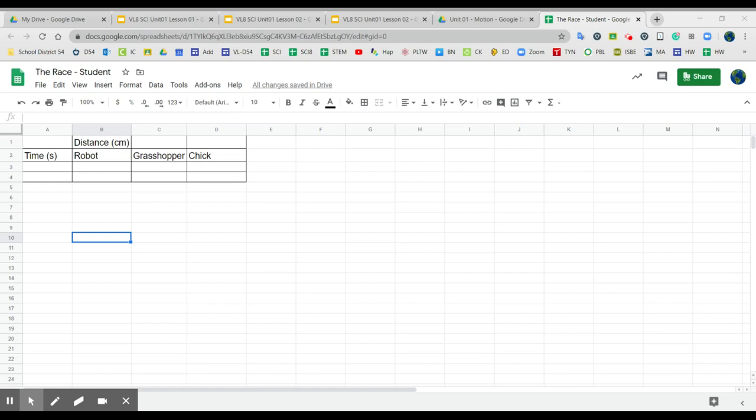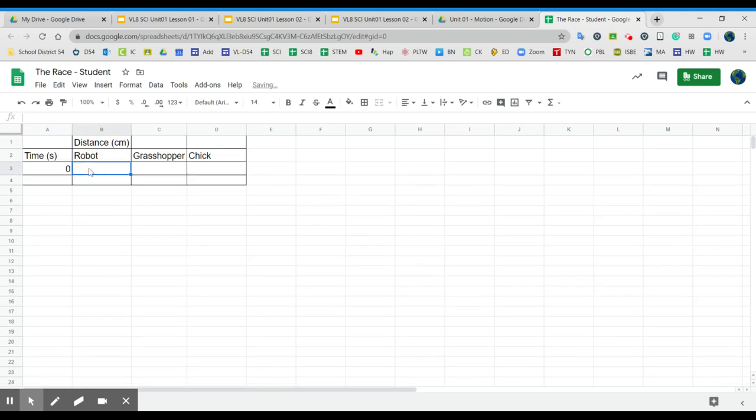First of all, each wind-up toy started at a time of 0 seconds and moved for 5 seconds. So the first thing we're going to do is enter the time. So 0 seconds, and the robot moved at 0 centimeters because they all started at 0. So did the grasshopper, and so did the chick. So in the first row, you're going to put all zeros because at time 0, they were all at a distance of 0 centimeters.